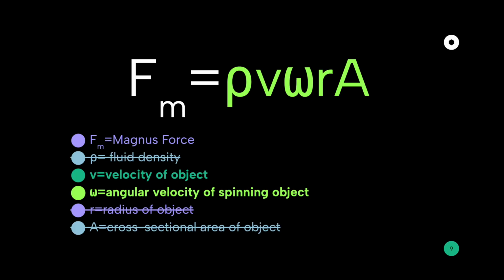In a soccer game, in an ideal scenario, the fluid density of the air stays constant, as does the radius and cross-sectional area of the soccer ball. This means that if someone wanted to increase the amount of curve due to Magnus force of their kick or cross, they would have to either increase the velocity of the ball by kicking it harder or create more spin to increase the angular velocity. In both of these scenarios, the Magnus force would increase, resulting in more curve.